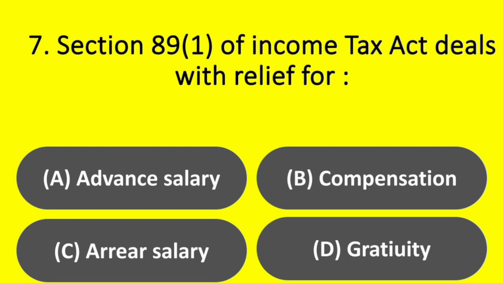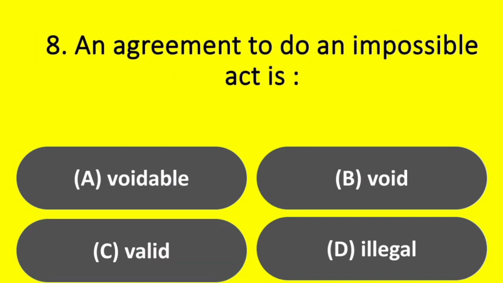Section 89(1) of Income Tax Act deals with relief for option A advance salary, option B compensation, option C arrear salary, option D gratuity. Answer: option C, arrear salary. Question. An agreement to do an impossible act is option A voidable, option B void, option C valid, option D illegal.